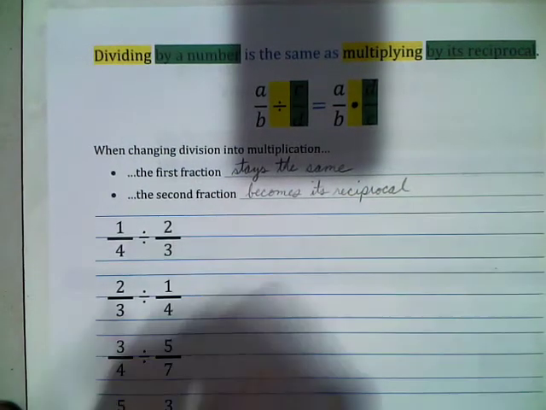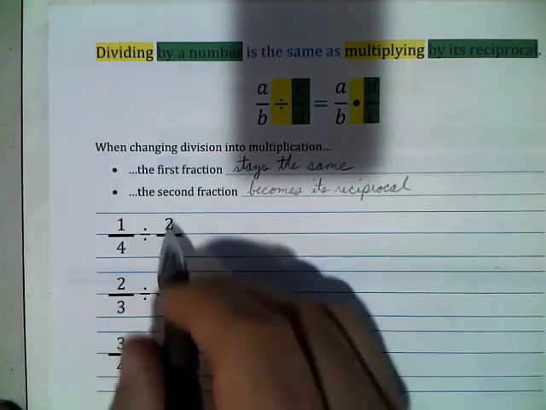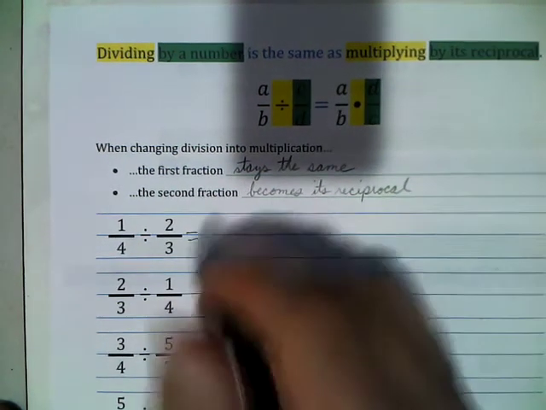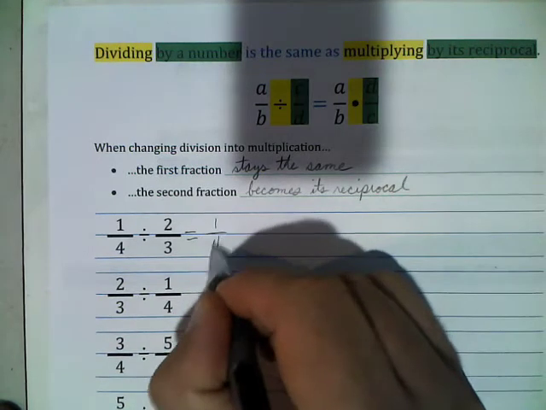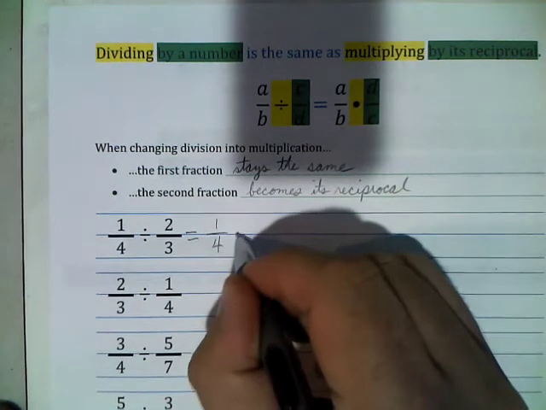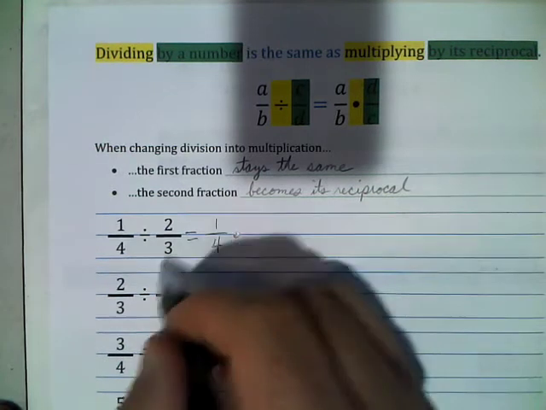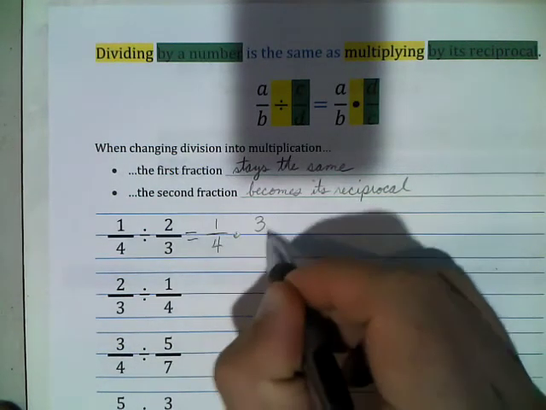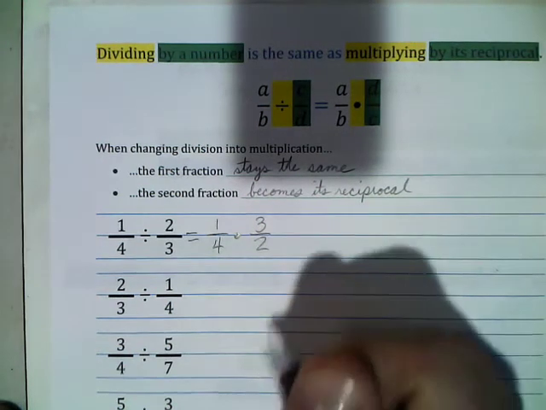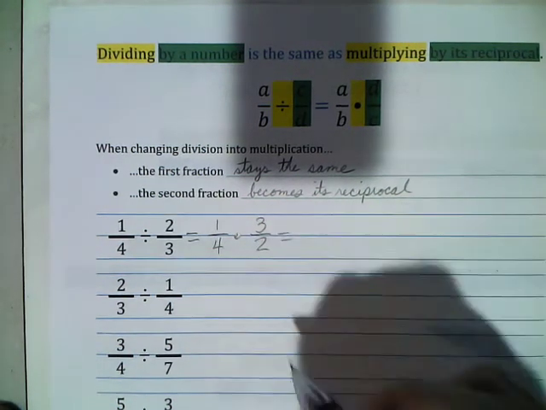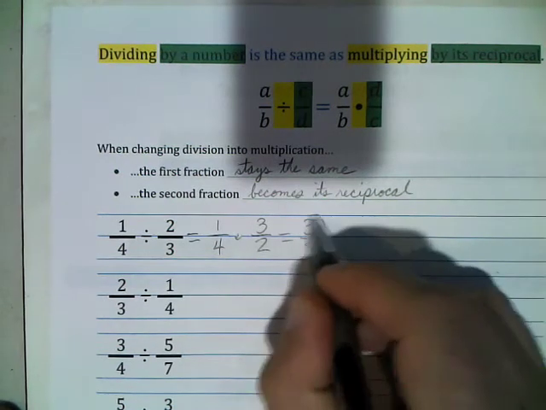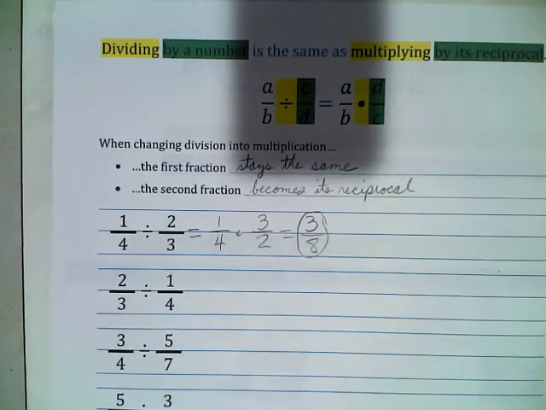So if I want to change this into a division problem, or excuse me, a multiplication problem, as we just said, the first fraction stays the same. So 1/4 will stay 1/4. We're changing this into a multiplication problem. The second fraction becomes its reciprocal. So instead of 2/3, it'll be 3 halves. I can't reduce anything here, so we multiply. 1 times 3 is 3, and 4 times 2 is 8. 1/4 divided by 2/3 is 3/8.